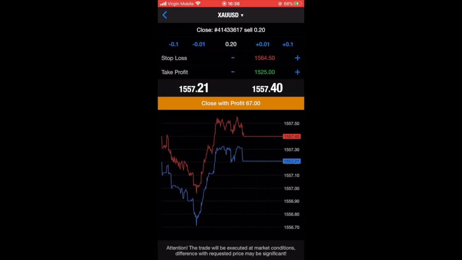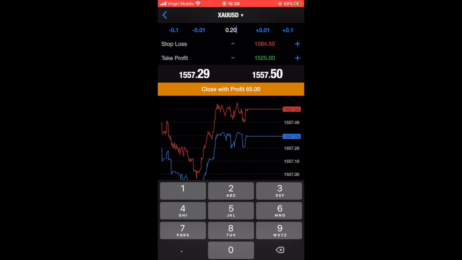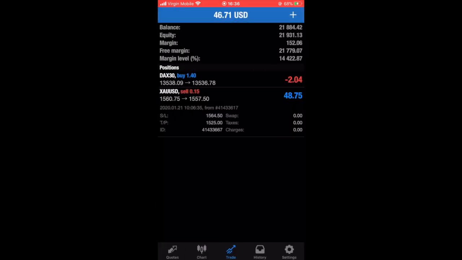What we do here is close a proportion of our position. When we say 25%, you'll need to divide your lot size that you used on this trade by 4. In this example, we have 0.2. What we would do is close 0.05, as this is 25% of 0.2. Enter this at the top of your screen. We can then press close with profit. Now, that's partial profits taken.